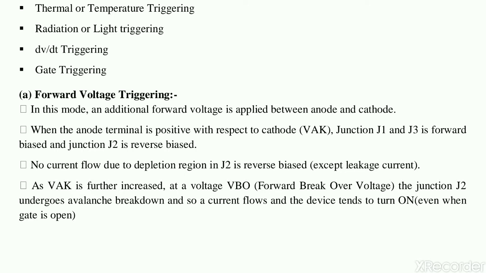As VAK, that is the voltage across anode and cathode, is increased further above the forward breakover voltage, that is VBO, the junction undergoes avalanche breakdown, current flows and the device turns on. So in this process we are providing extra or increased voltage across VAK. The voltage should be greater than VBO, the forward breakover voltage. Then junction J2, which is reverse biased, will undergo avalanche breakdown and current flows through the device. So this is the method of forward voltage triggering.